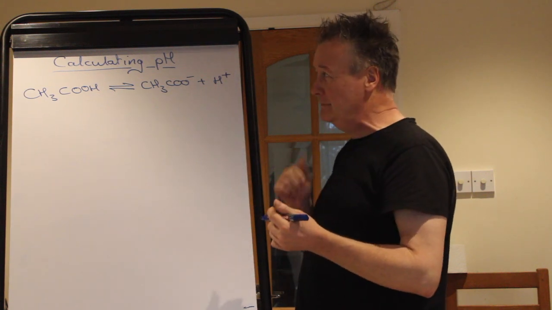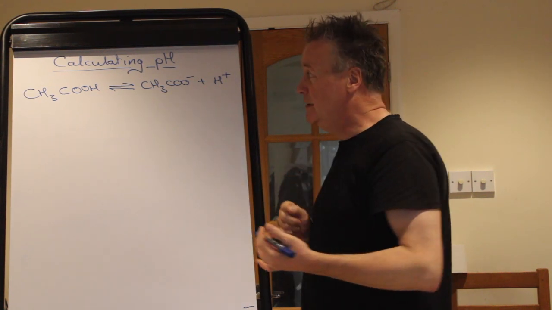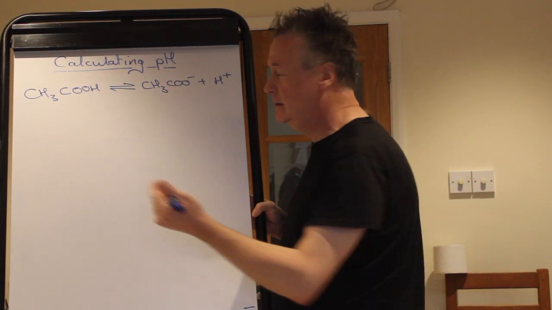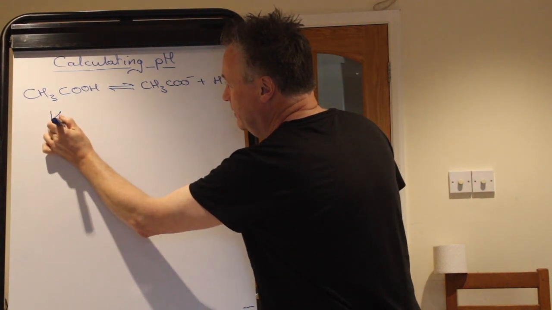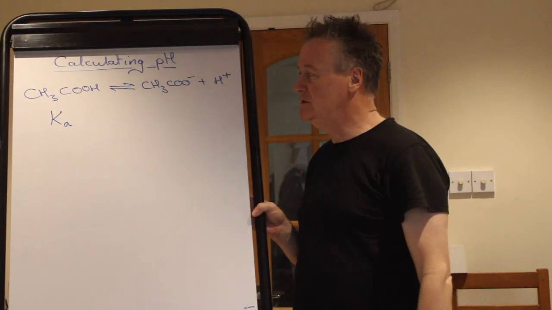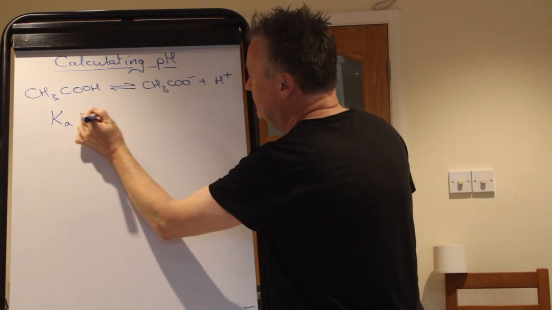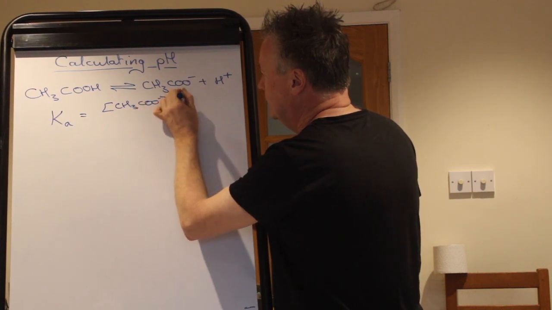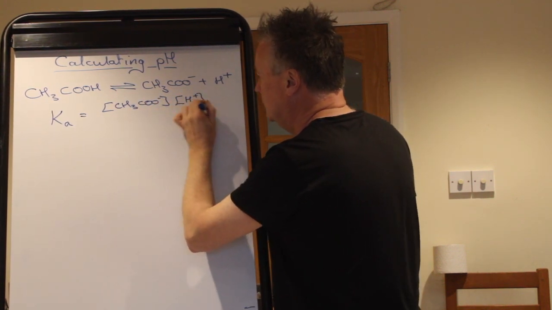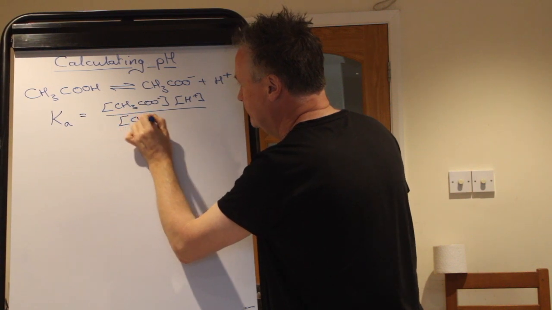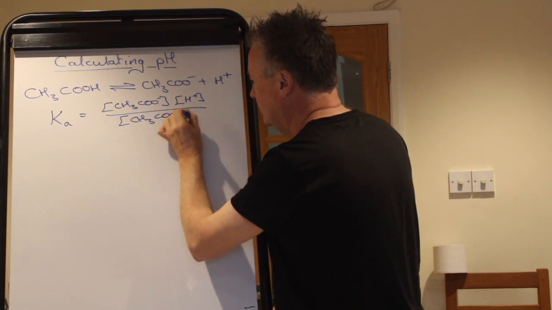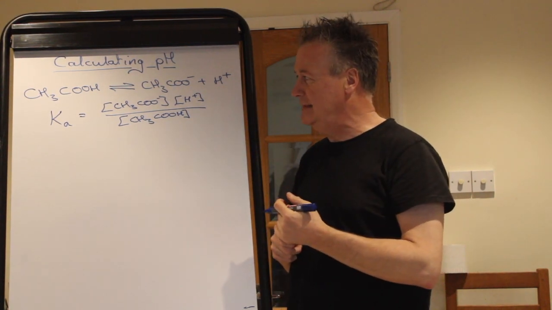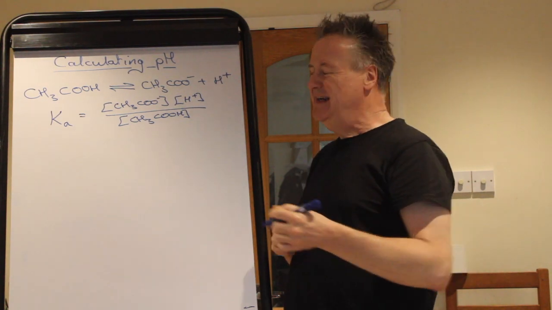This is a standard equilibrium setup, like a Kc, but it's not called a Kc. It is a Kc, but we call it a Ka because it's so common it gets its own equilibrium constant. The acidity constant, Ka, is going to be those two divided by that, the concentration on the left. Now, when you do that, it allows you to find the H plus concentration.